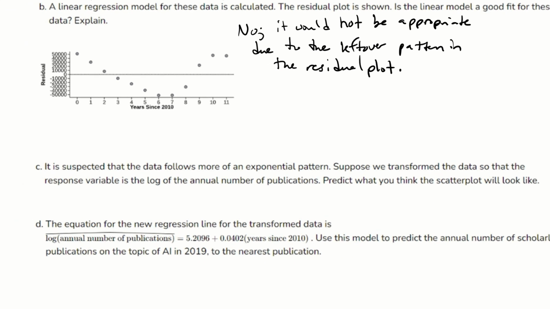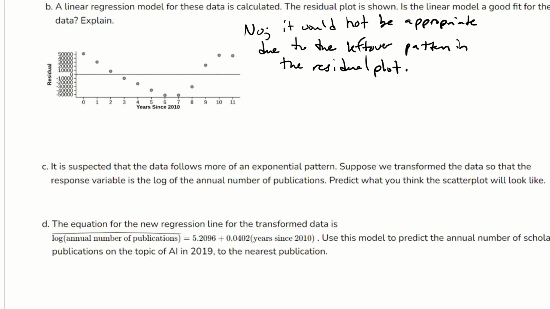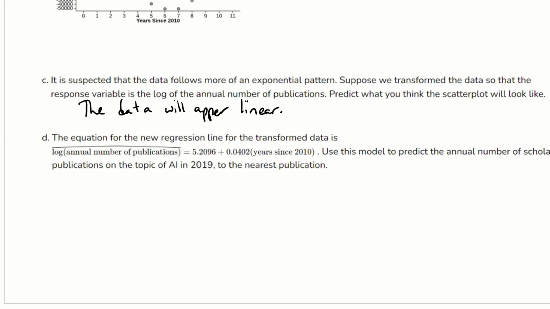So predict what you think the scatter plot will look like. We would say the data will appear linear, and we don't have to necessarily explain that, because if you looked at your notes, you would say if I graph log y versus x for an exponential, then it should appear linear. If I have something that's a power function, then I would have to graph log of y versus log of x for it to appear linear.